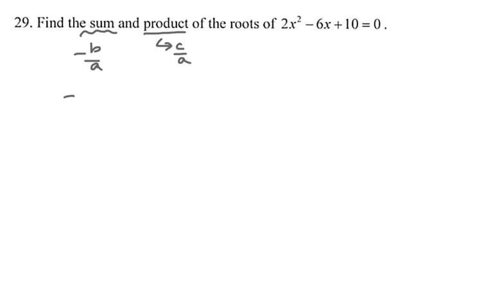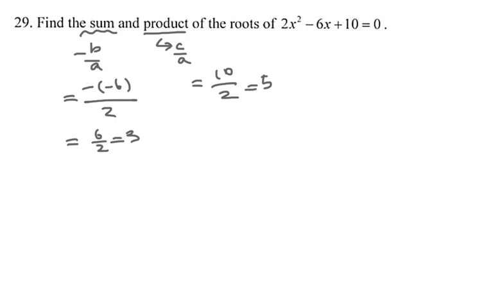So for sum, negative sign was already there. And then b was negative 6, so negative of negative 6 will be our numerator. And then denominator becomes a, which is equal to 2. So then what do we end up getting? We get 6 over 2, which is equal to 3. How about the product? Product becomes c over a, which is equal to 10 over 2, which is equal to 5. That's it. Please remember the formula for sum and product of the roots. It will make your calculation much easier.